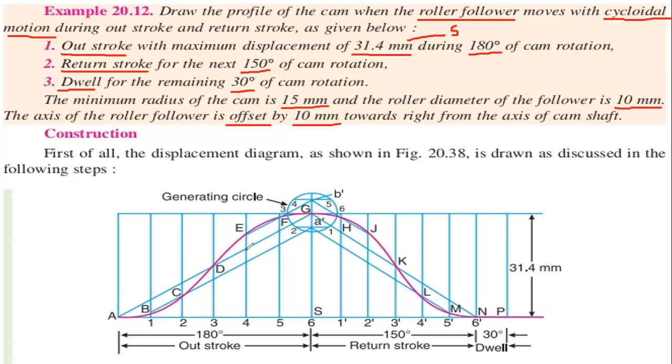So then divide the section into three parts. That is the outstroke, which is having 180 degrees, that is 18 centimeters. We are taking it as 180 degrees from here to here. So this is of the outstroke section, and the remaining 150 degrees is of the return stroke. So this is the return stroke, and the remaining is the dwell period. That is, the remaining 30 degrees will be the dwell period.